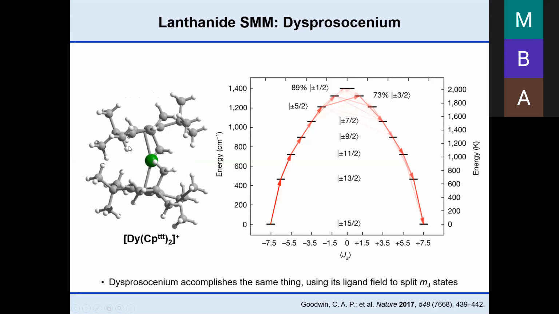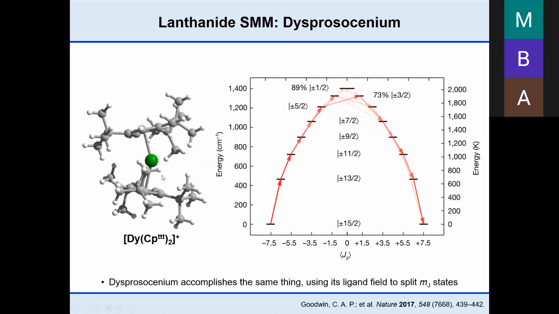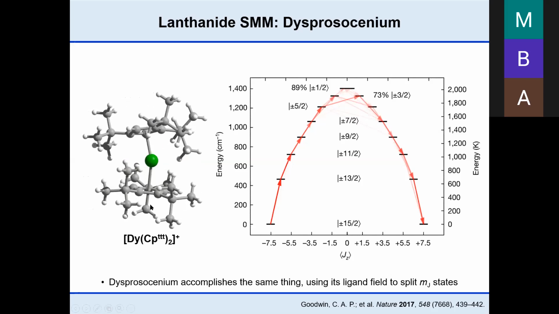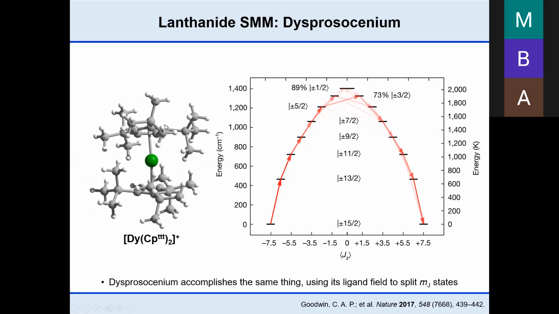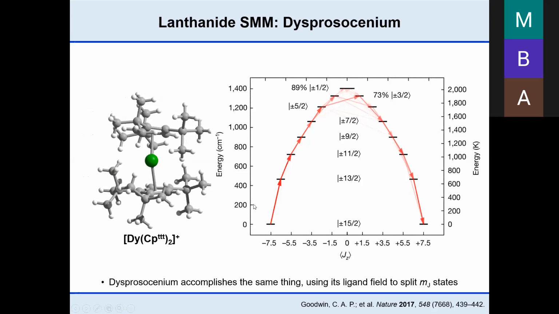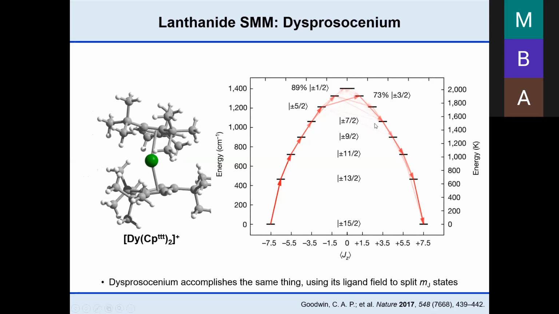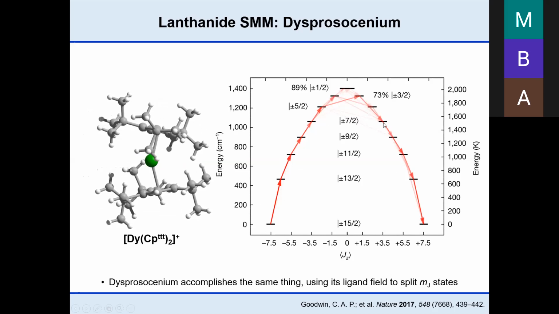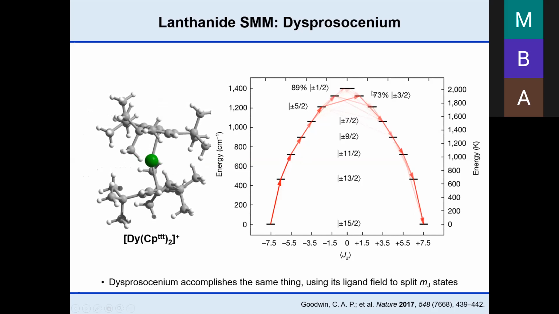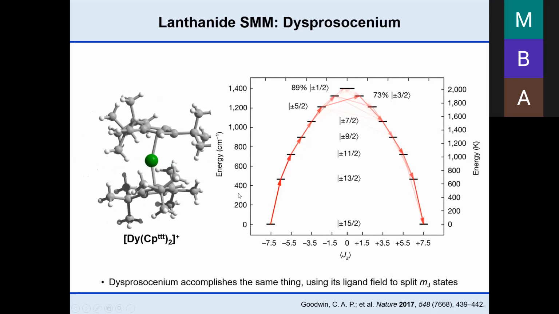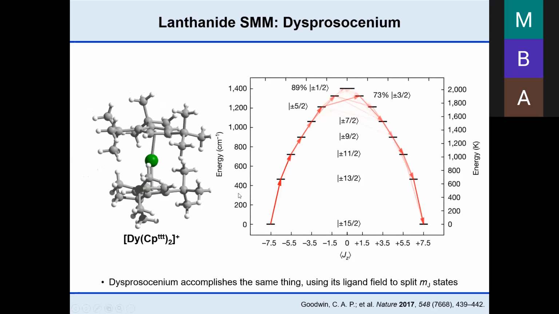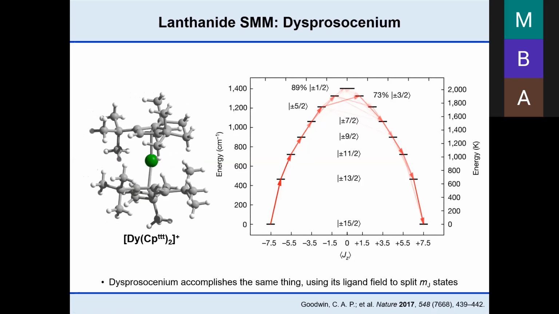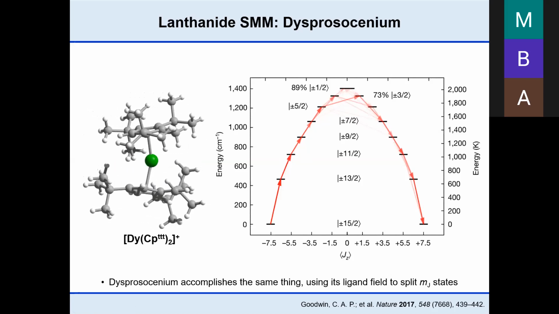And as a result of the shape of this dysprosocinium compound and the strength of its ligand field, we can get a pretty large barrier to relaxation, as shown here, on the order of 1400 wave numbers. And this barrier to relaxation is what gives it its good single molecule magnet properties.